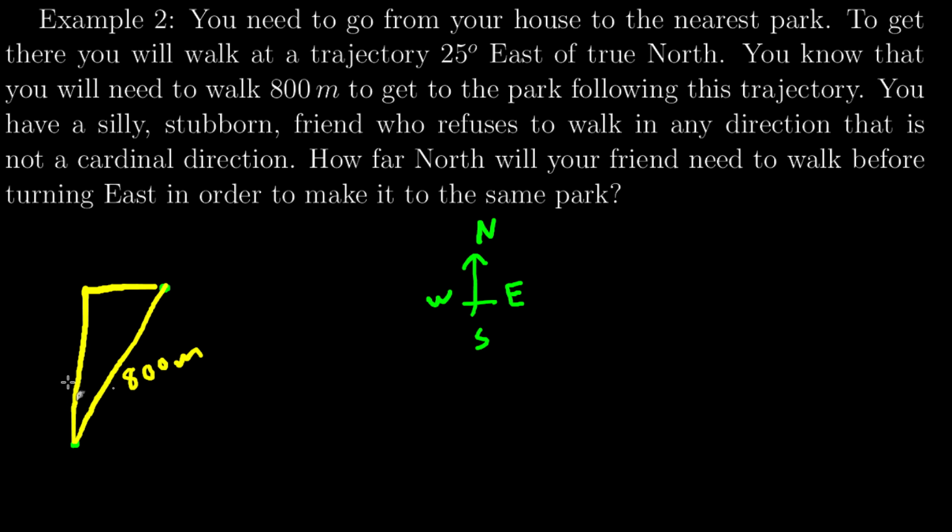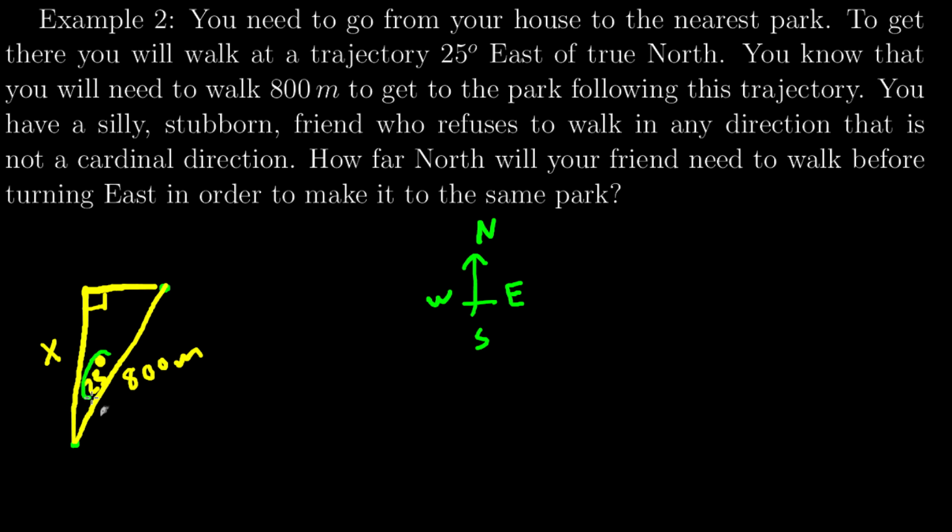So basically, I need to figure out, so I can tell my friend how to get to the park, how far north this needs to go. And let's see, 25 east of true north, so that's going to be 25 degrees right there. I have my right triangle. I'll do a little bit of trig on it.